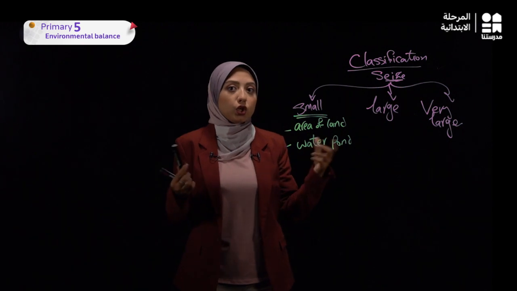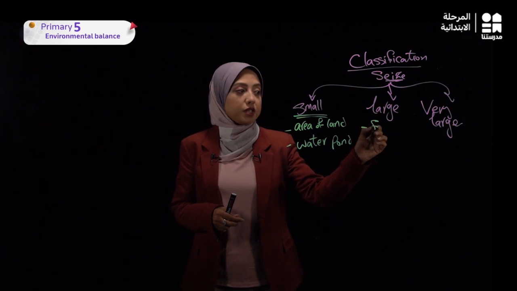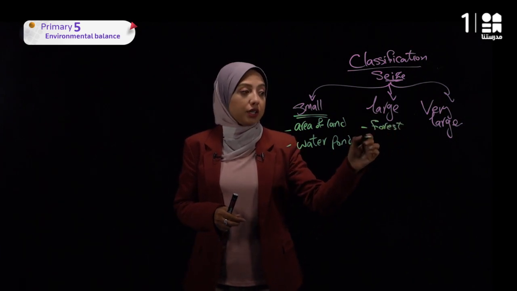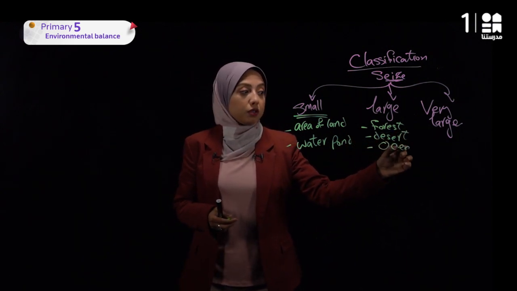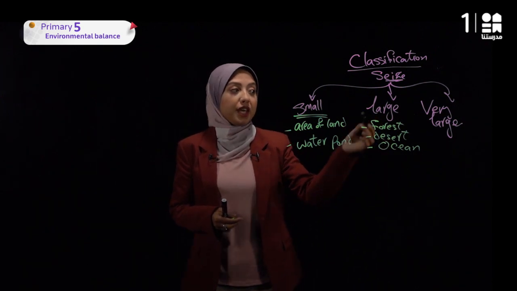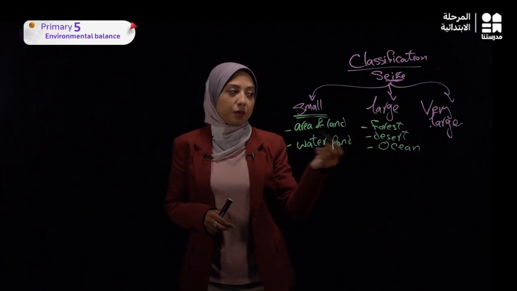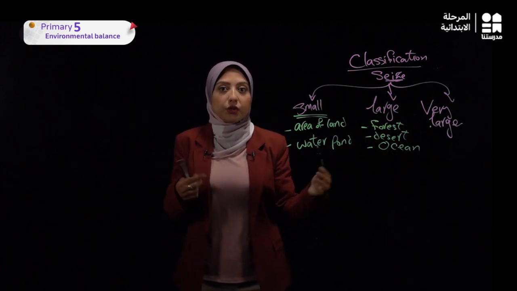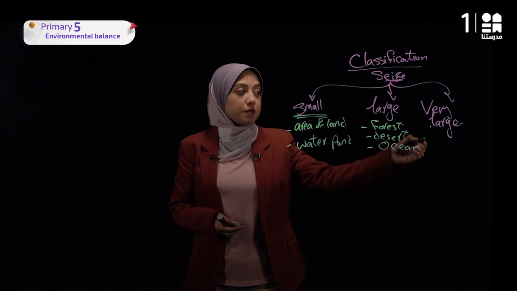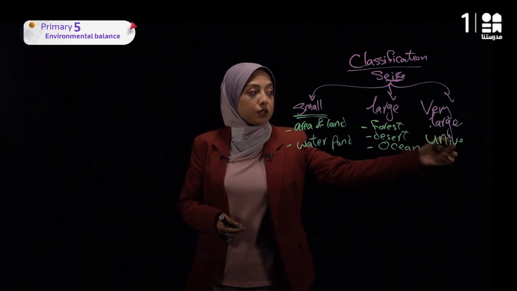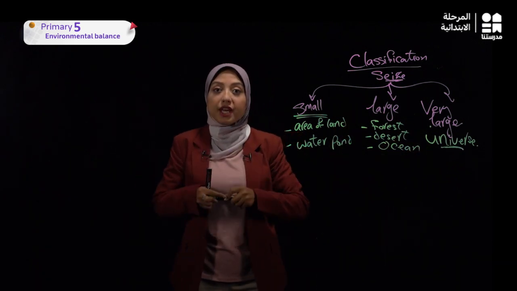طيب what about the large؟ لو حاجة أكبر شوية من small، ممكن نقول زي مثلا إيه؟ زي forest or desert or also the ocean. So they are the examples of the large ecosystem. What about the very large؟ Very large ecosystem such as the universe. That's the very large ecosystem.